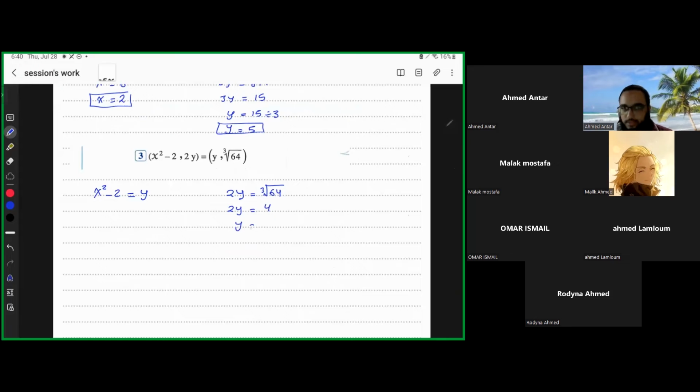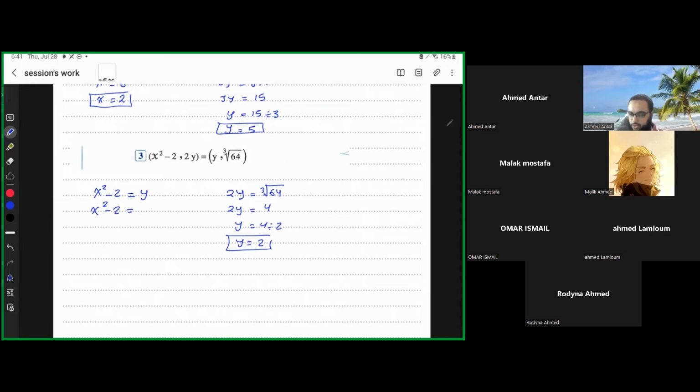So y equals 4 divided by 2, so y equals 2. Very excellent. What about the x? Then we will go by the 2 here. X power of 2 minus 2 equals y. So we can delete the y and write what right now?